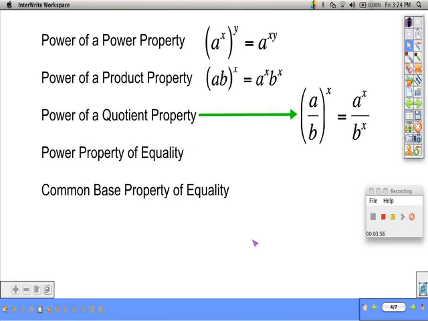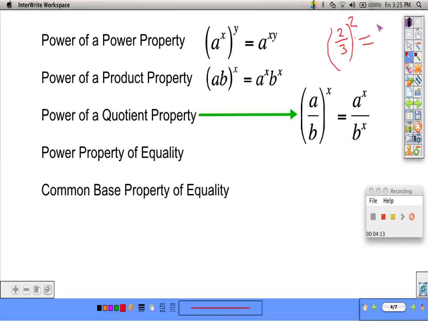And this is useful in thinking about fractions, because fractions are quotients of numbers. If I had 2/3 squared, that's actually really easy to do. Seems scary, but all we have to do is square 2 and square the 3. We get 4/9.